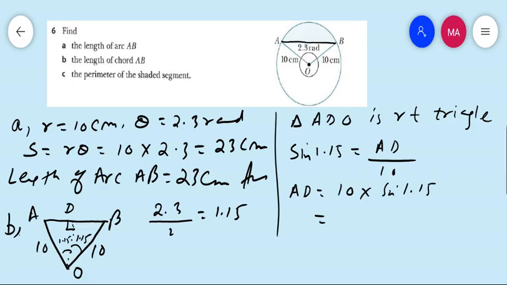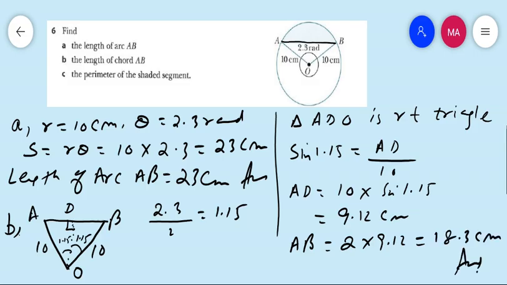Answer is 9.12 centimeter. But because we need the length of AB, AB must be 2 multiplied by 9.12 because D is the midpoint. Multiply it by 2, we will get 18.3 centimeter. Very interesting part.